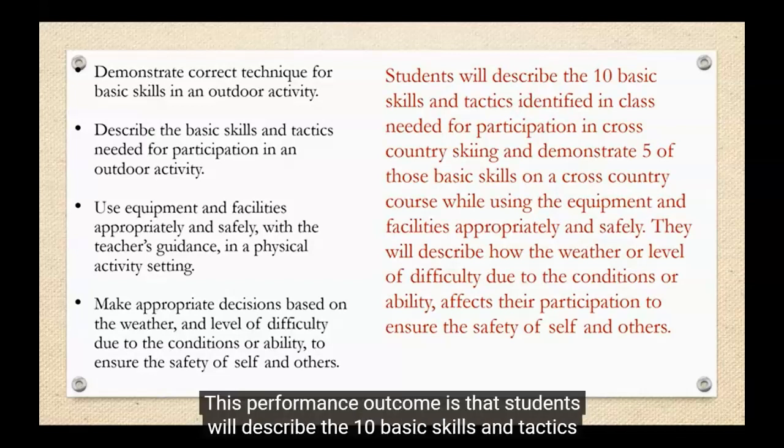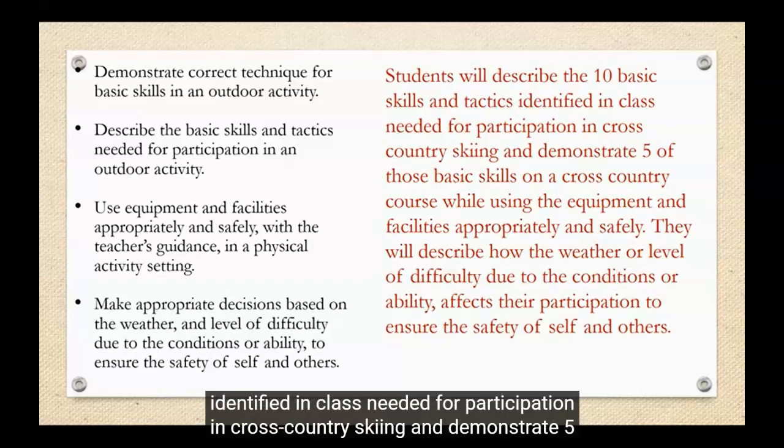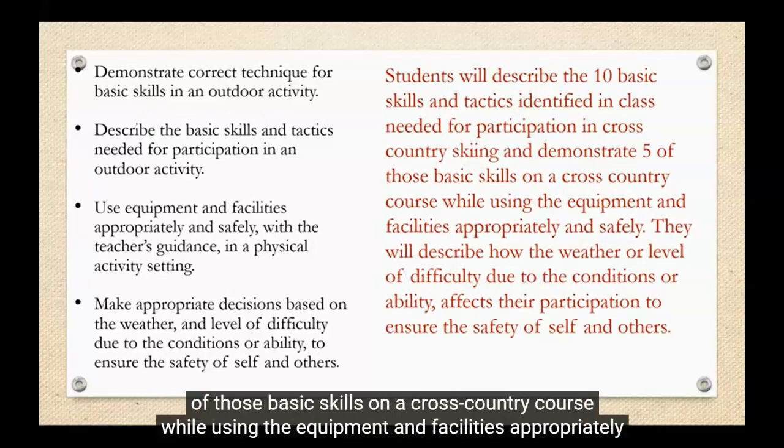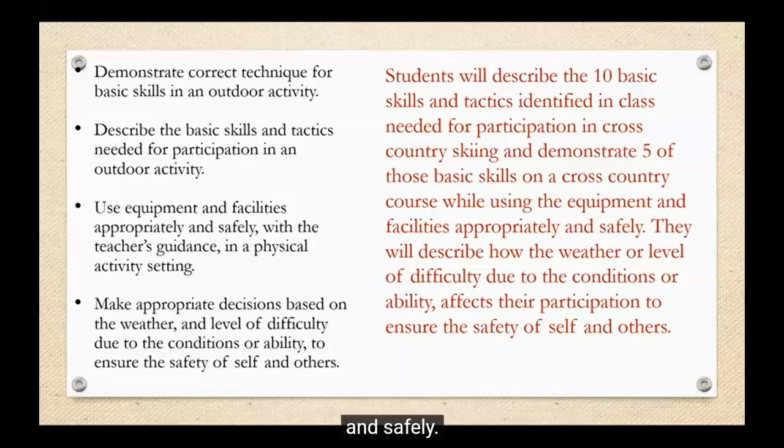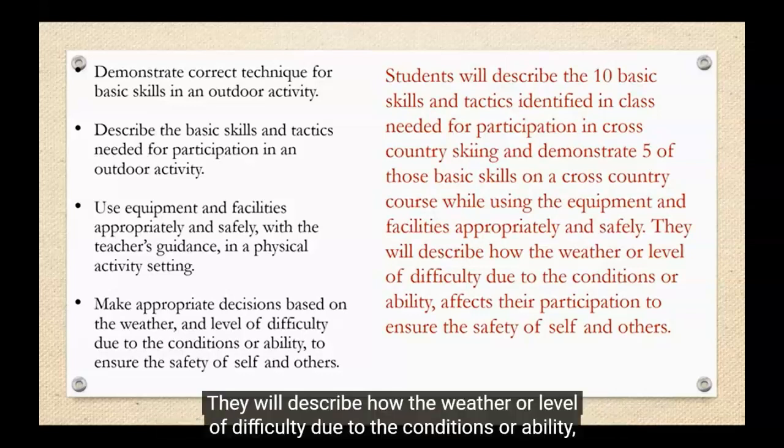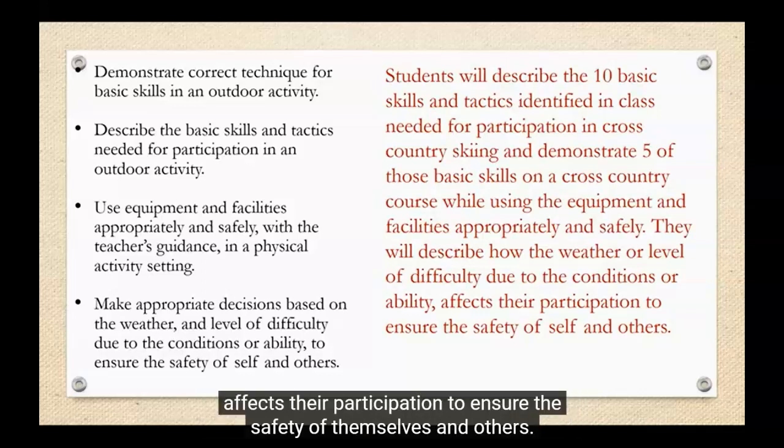This performance outcome is that students will describe the 10 basic skills and tactics identified in class needed for participation in cross-country skiing and demonstrate 5 of those basic skills on a cross-country course while using the equipment and facilities appropriately and safely. They will describe how the weather or level of difficulty due to the conditions or ability affects their participation to ensure the safety of themselves and others.